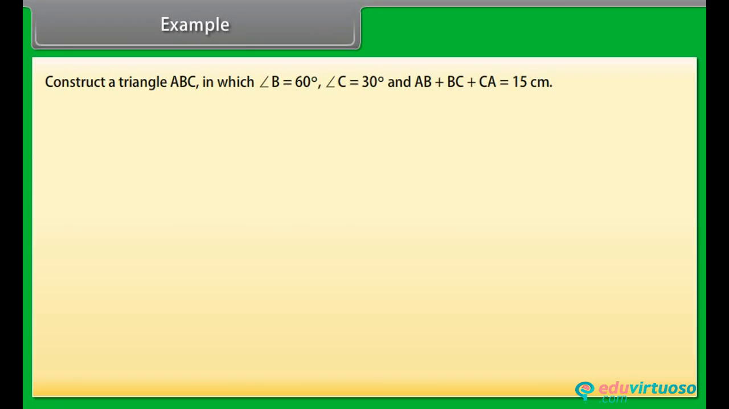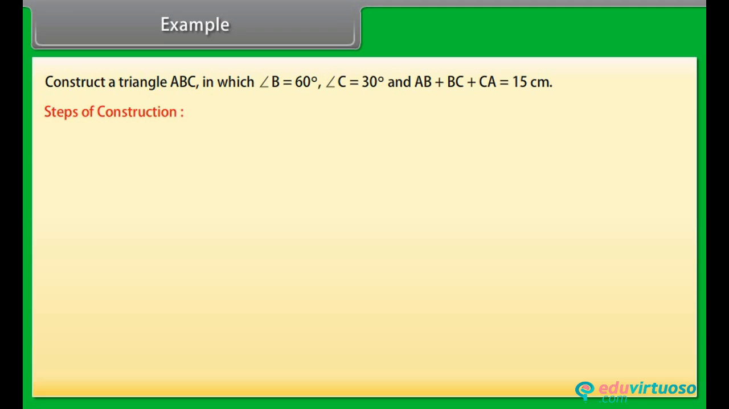Example. Let us now look at one example in which we have to construct a triangle ABC, in which angle B is 60 degrees, angle C is 30 degrees, and AB plus BC plus CA is equal to 15 centimeters.